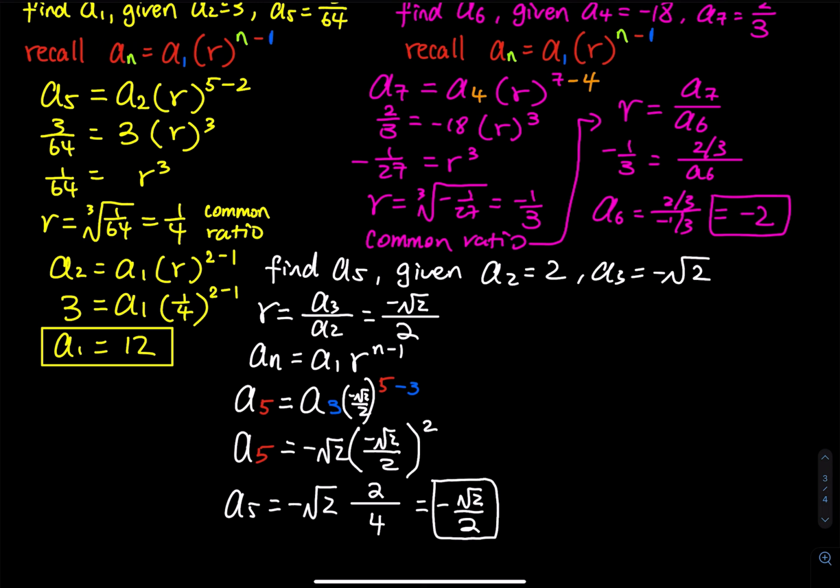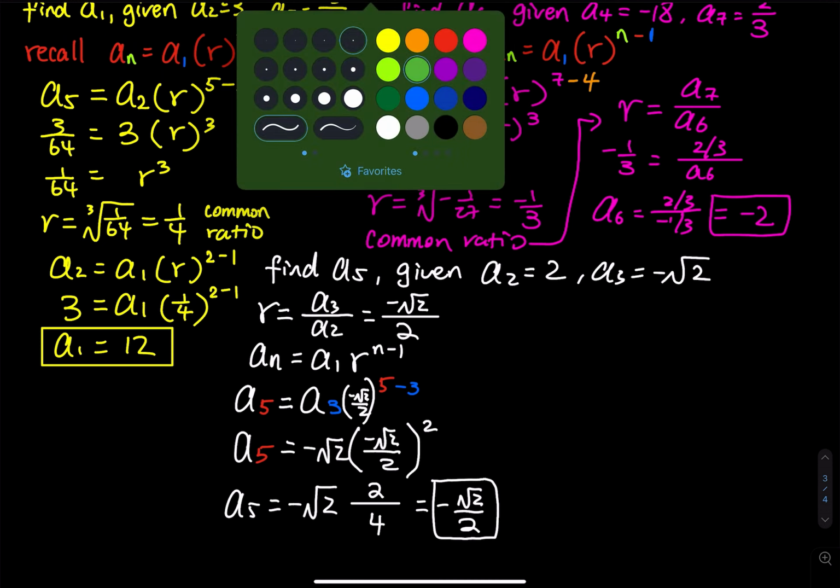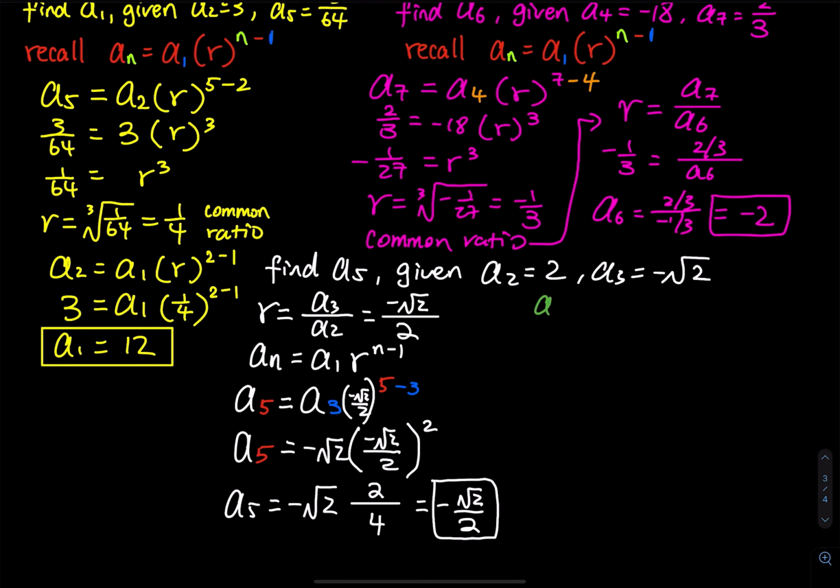That is your a5. There is another way to do it. Another way to do it is you have to find a1 first. Let's use a different color. Let's use a green. The other way is you say a2 divided by a1 equals r. Let me do it right here. What do you know? What you don't know? a2 is 2. a1 we don't know. And then what is r? R, we got that right over here: -√2 over 2. And then we solve for a1.